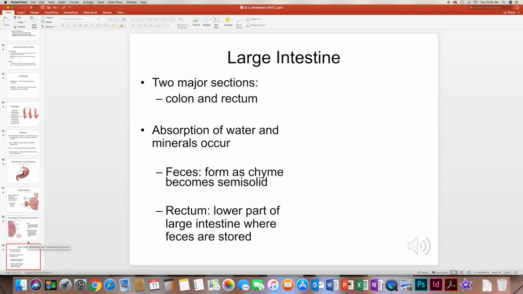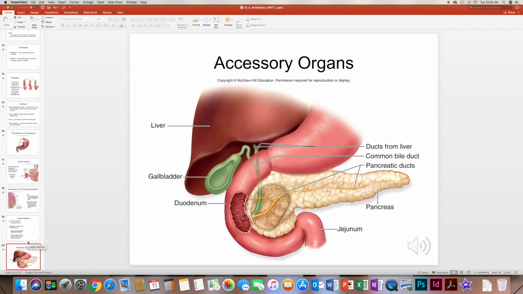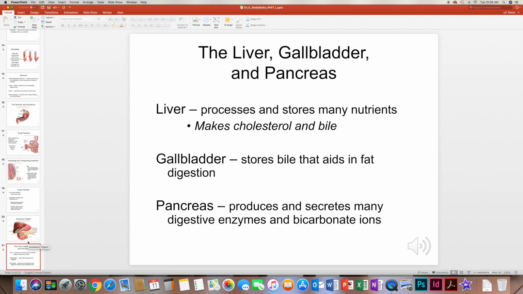The large intestines has two sections, the colon and the rectum, mostly absorbing water and minerals in the large intestines, not the nutrients. Feces is formed, and in the rectum, the lower part is where the feces are stored. There are accessory organs that are part of the digestive system known as the liver, gallbladder, and pancreas. They help in the digestive process as well. The liver makes the cholesterol and bile, the gallbladder stores the bile, and the pancreas produces digestive enzymes that help in the process.